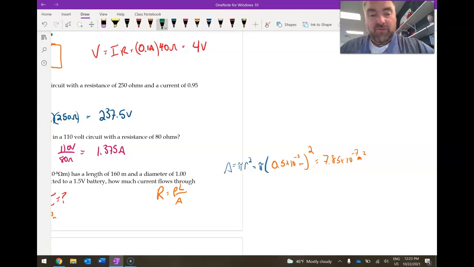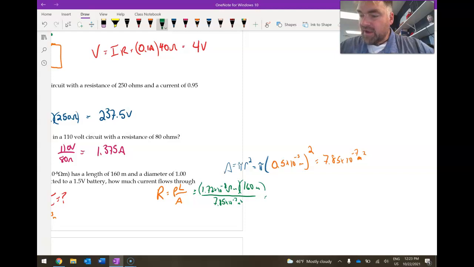My resistivity was the 1.72 times 10 to the negative 8th ohm meters. My length, they told me, was 160. And I'm going to divide that by the area that I just found, 7.85 times 10 to the negative 7th square meters. And so when I do that, I end up getting a resistance of 3.5 ohms.